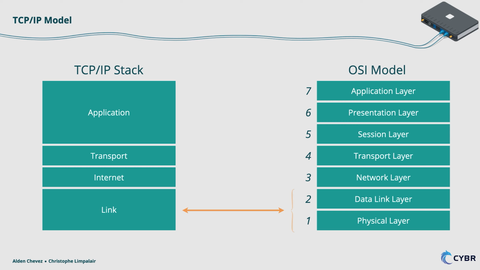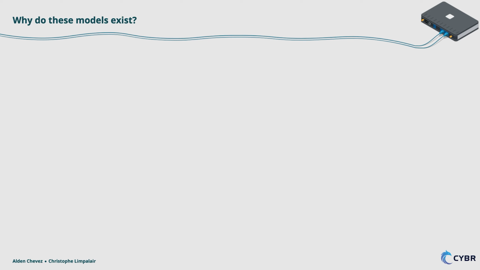As you can see, the first 2 layers of the OSI model, being the physical and data link layers, are equivalent to the link layer on the TCP/IP stack. Then the 3rd layer, the network layer, is equivalent to the internet layer. The transport layer stays the same, and the last 3 layers, being the session, presentation, and application, are merged into one single layer called application. Since this is a networking fundamentals course, we will be covering from layer 1 to layer 4 on the OSI model. We'll also just briefly touch on the other 3 layers, but we won't go into depth with those for this course. So why do they exist in the first place?